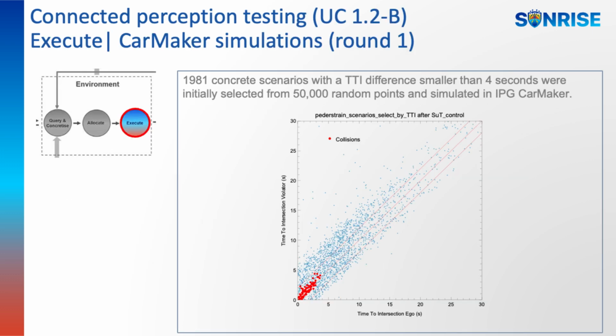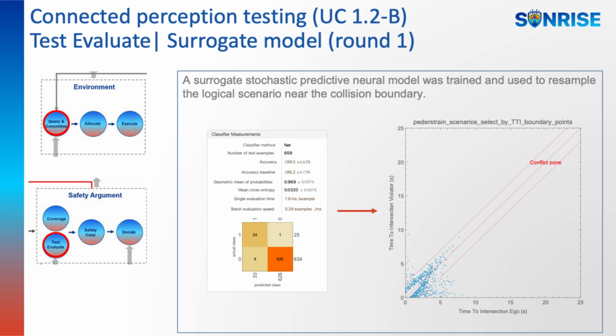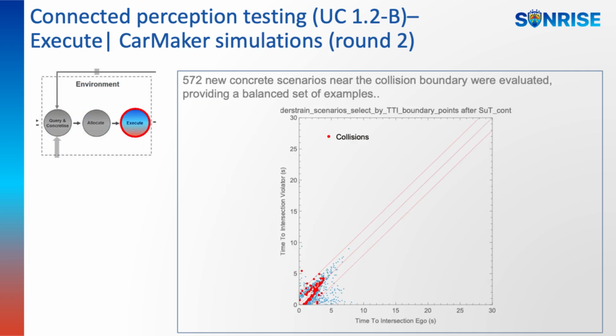These are the 1981 concrete scenarios with a TTI difference of less than 4 seconds, selected from 50,000 random points and simulated in CarMaker. The red dots are collisions. They may happen if the pedestrian crosses the lane less than 5 seconds before the car's arrival. We trained a first surrogate stochastic predictive model and used it to resample the logical scenario near the collision boundary. 572 new concrete scenarios near the collision boundary were obtained and evaluated, providing a balanced set of collision/safe examples.